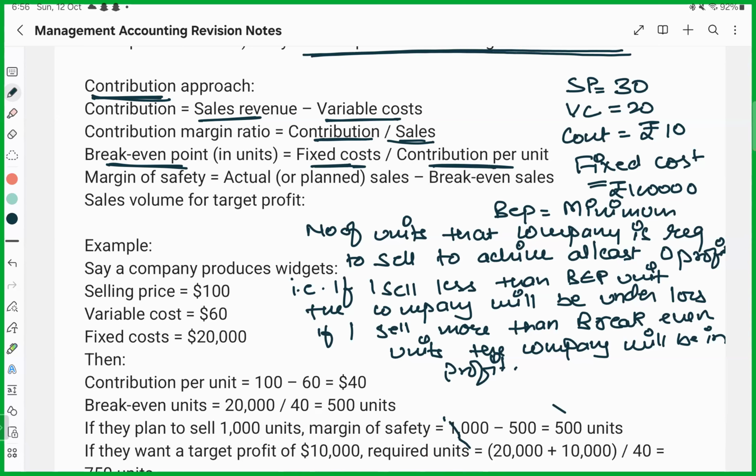Margin of safety. Margin of safety is nothing but at least some profit in hand, or I would say, the actual sales minus the break-even sales. My actual sales was, say, suppose 11,000 units, and my break-even sales was 10,000 units. So in this case, my margin of safety is 1,000 units.